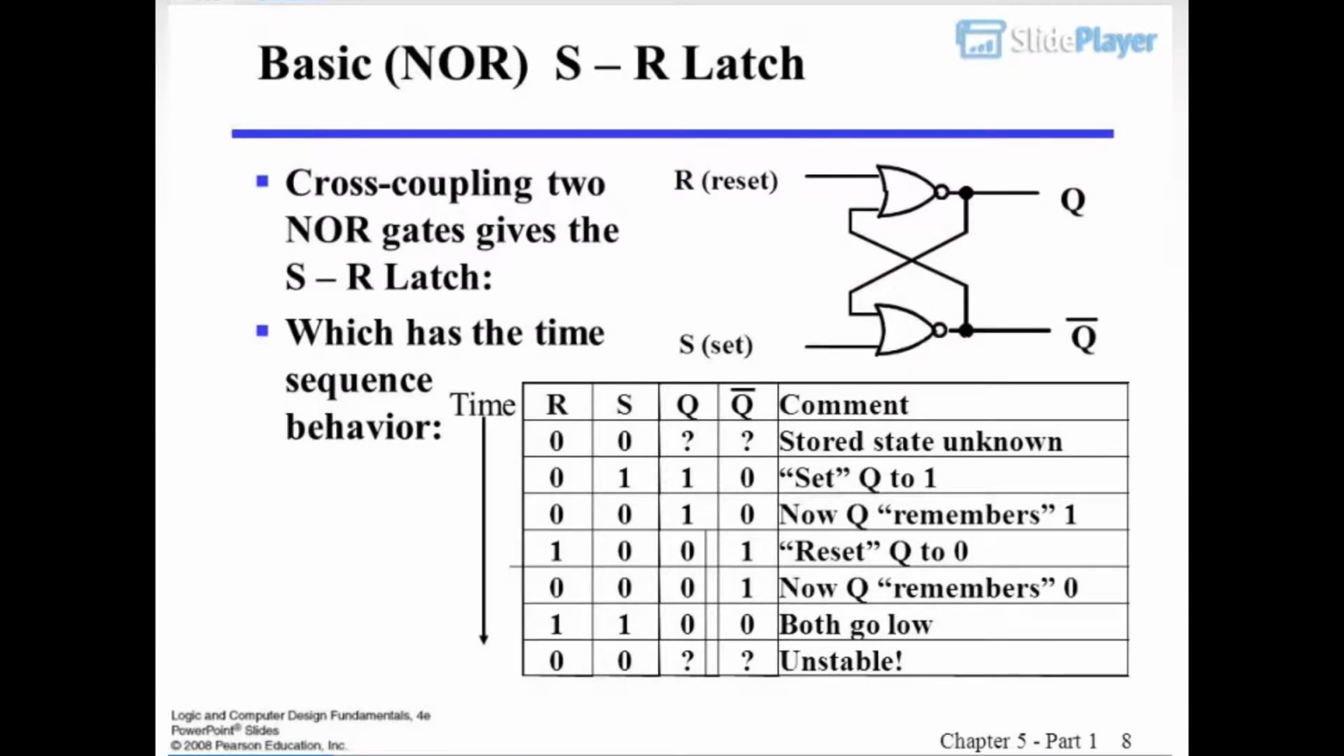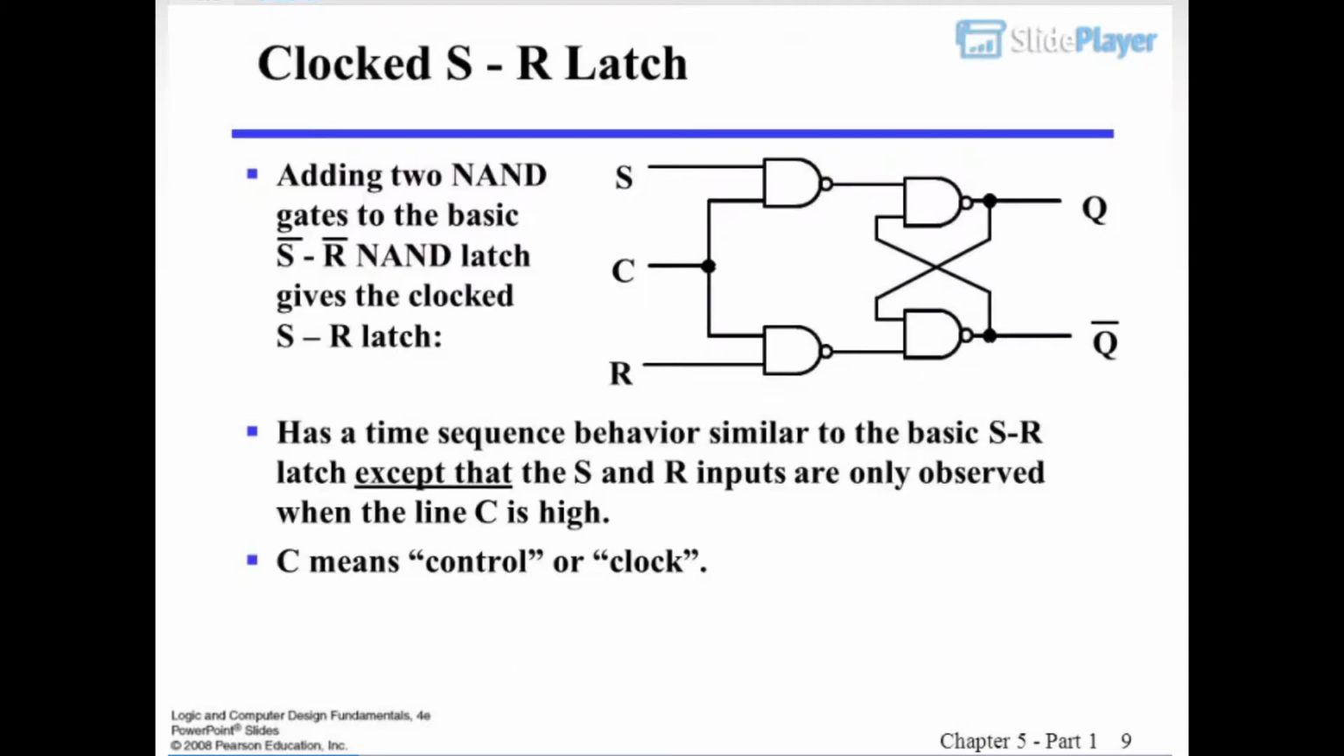Unstable. Basic NOR S-R latch. Cross-coupling two NOR gates gives the S-R latch, which has the following time sequence behavior. S is set, R is reset. Stored state unknown. Set Q to 1. Now Q remembers 1. Reset Q to 0. Now Q remembers 0. Both go low. Unstable.